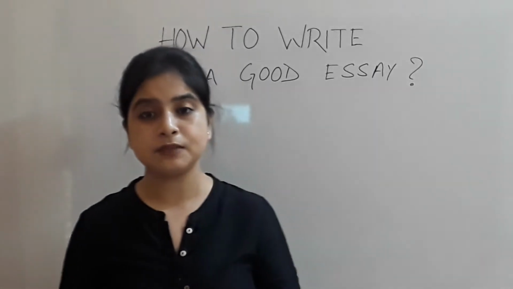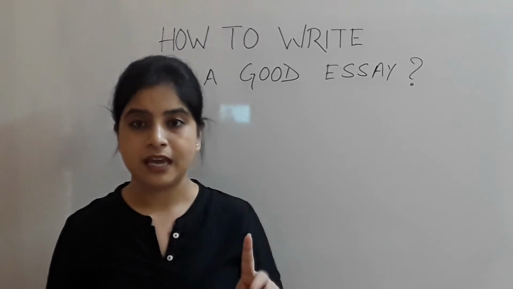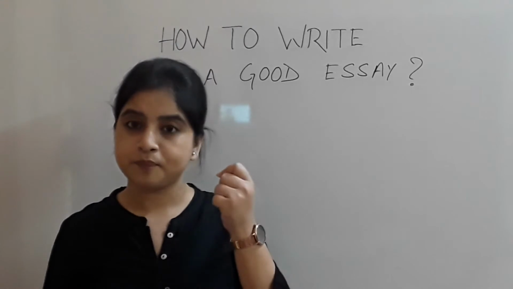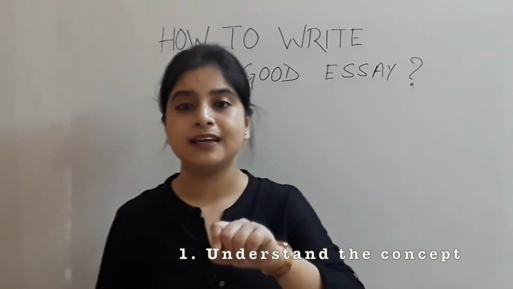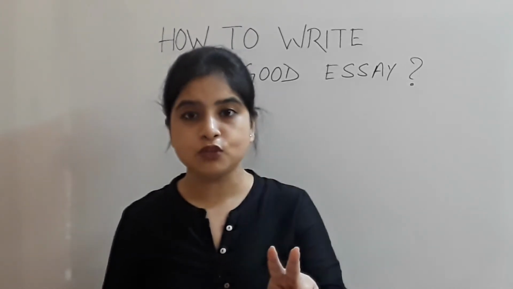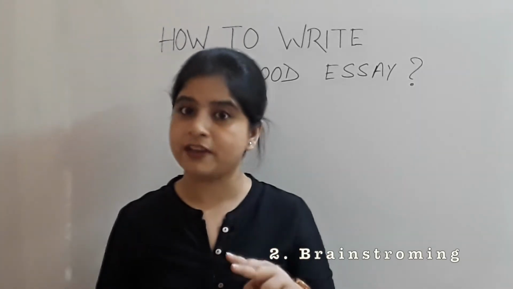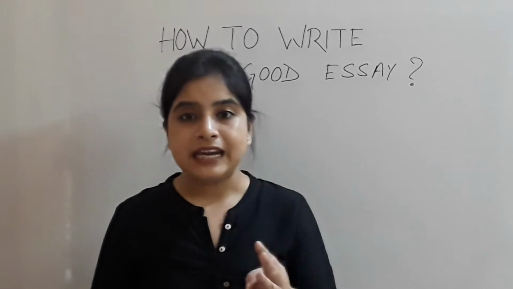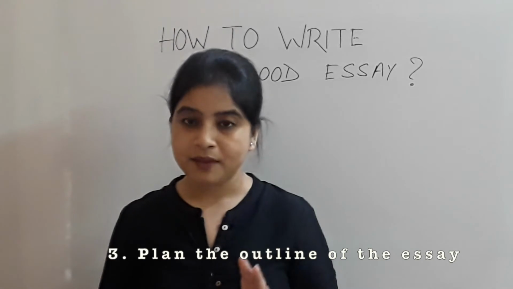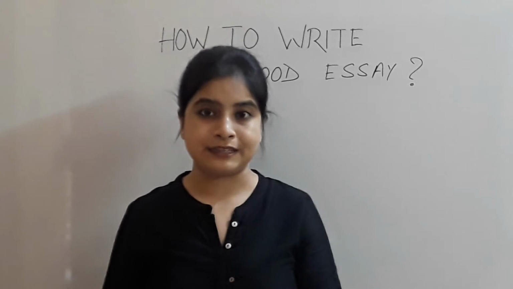Now, the second part is planning to write an essay. For that, you need to follow 3 steps. Number 1: go through the topic once more and understand what the essay is going to be about. Make clear thoughts on that. Number 2: brainstorm on the topic. Brainstorming is a very crucial step that we are going to discuss. And number 3: plan the outline of the essay. These are the basic 3 steps that you need to follow while planning to write an essay.